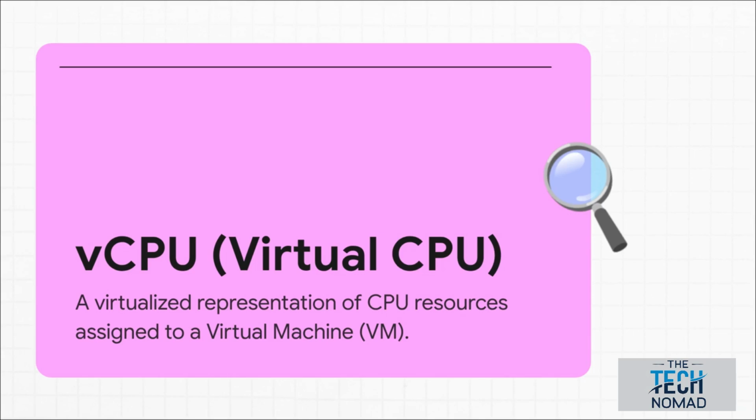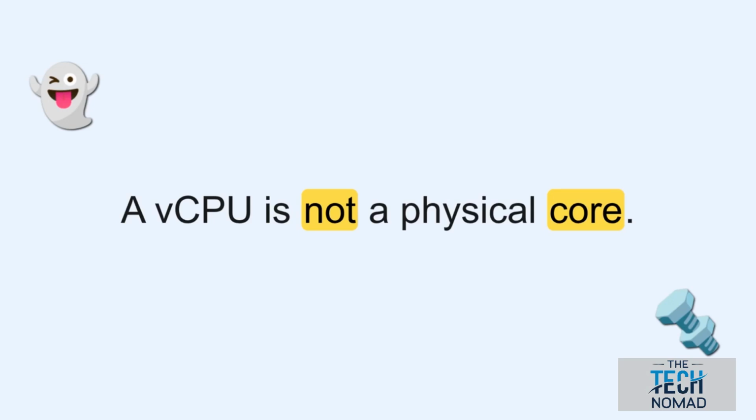Think of it as a virtual slice of the server's total processing power that you can hand out to a virtual machine, or a VM. And if you remember one thing from this whole explainer, let it be this. A vCPU is not a physical core. I'll say it again, it is not a physical core. It's an abstraction. It's just a promise, a representation of a certain amount of CPU horsepower that a VM is allowed to use. Everything else, that's handled by the system's manager, the hypervisor.